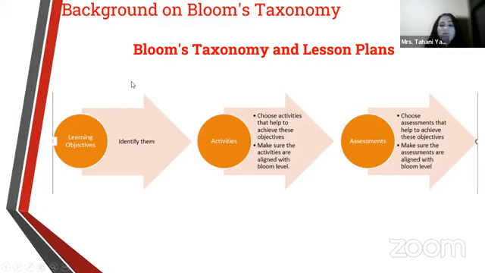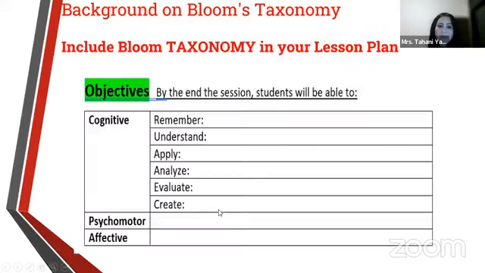When we're talking about Bloom's taxonomy and the lesson plan, how can it help me in writing the objectives and identifying them, choosing the best activities that I can do in the classroom to make it easier for the kids through practical activities, and then to finalize by assessing them, right? So as you can see, I include this in my lesson plan. I put the objectives, I sort them this way, and I put the psychomotor and the affective part.